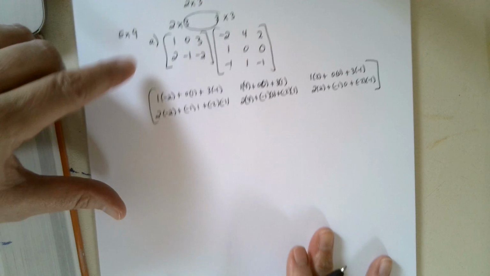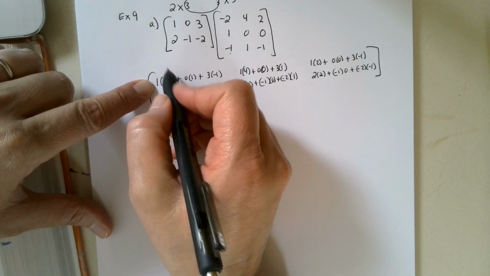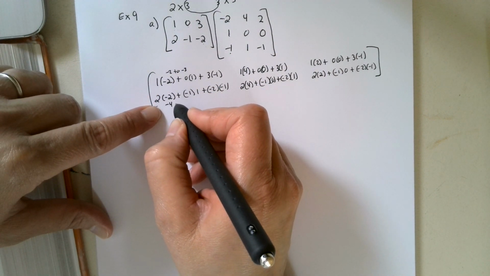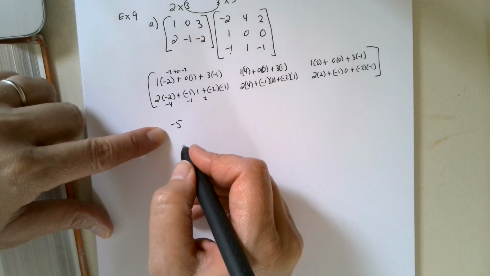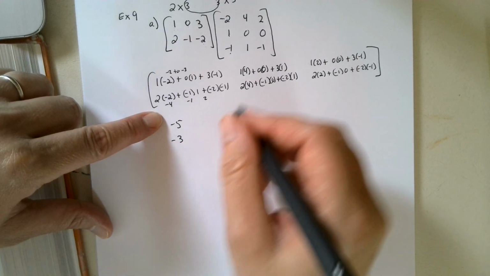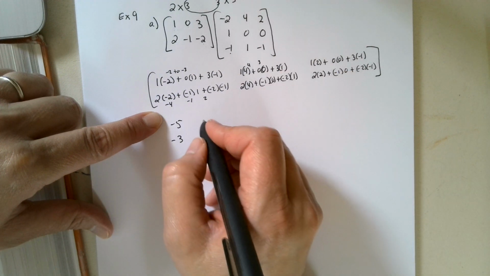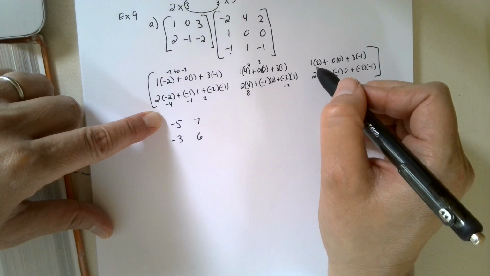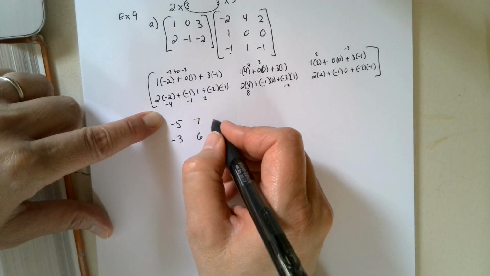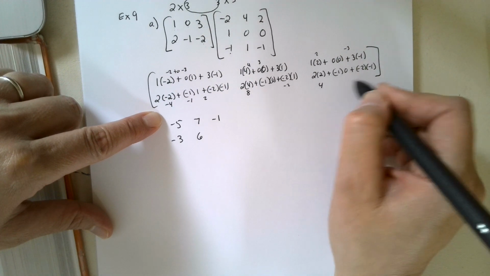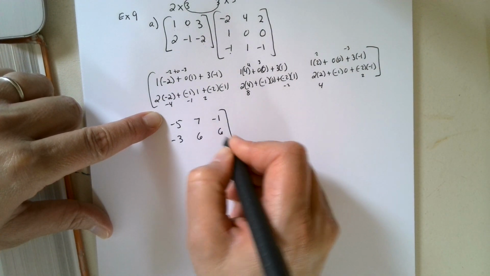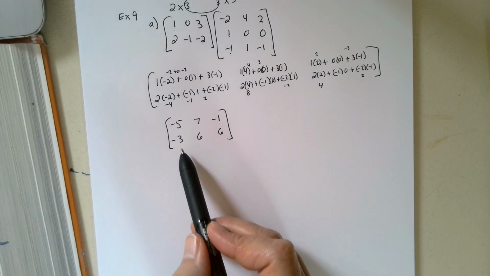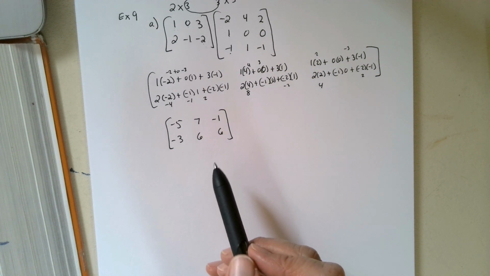So I'm out of rows and columns, so I'm going to do the arithmetic. I'm going to have negative 2 plus 0 minus 3 is negative 5. I'm going to have negative 4, negative 1, and a positive 2. So that's going to give me a negative 3. I'm going to have 4 and 3 makes 7. 8 and negative 2 makes 6. 2 and negative 3 makes negative 1. 4 and 2 makes 6. So when I multiply these together, I should have negative 5, 7, negative 1, negative 3, 6, and 6.